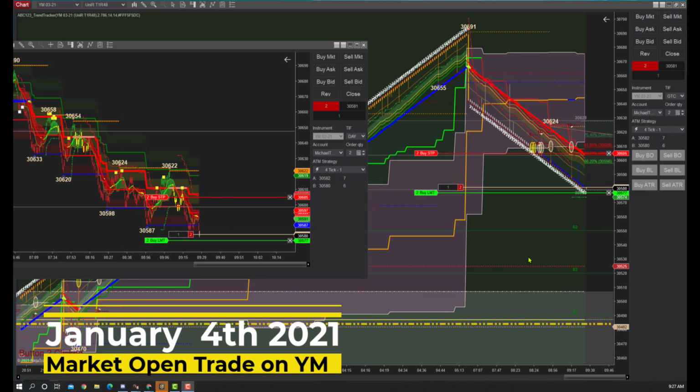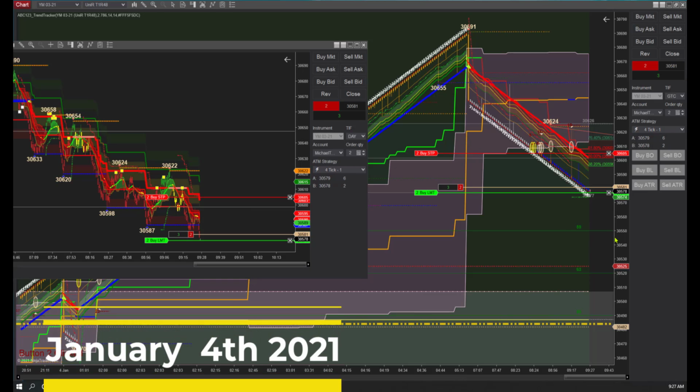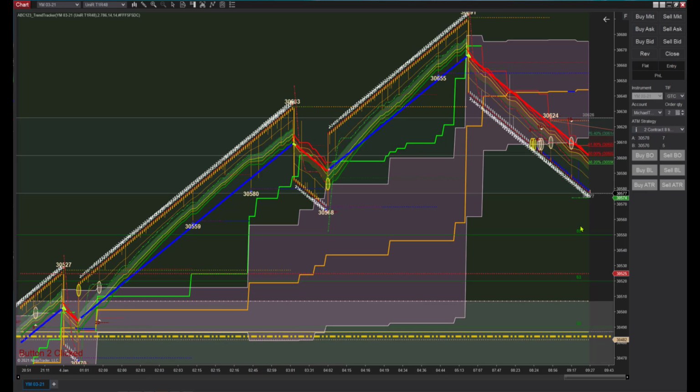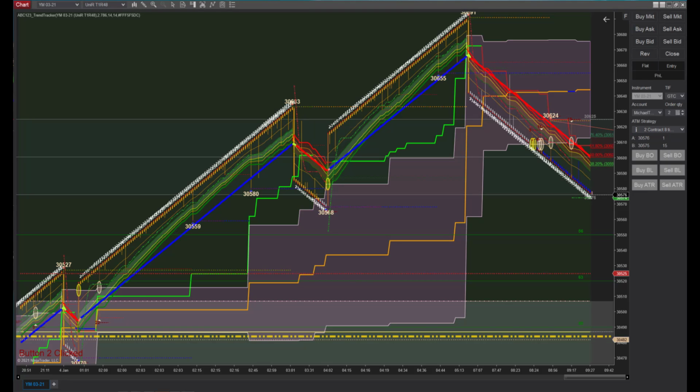Today is January 4, 2021, and I want to show you a trade called the Market Open. Unfortunately, I got in a trade, so I'm going to cash out here. What I want to do is set up my charts. I'm kind of rushing here. I'm going to use a 30-second chart in order to do the trade.